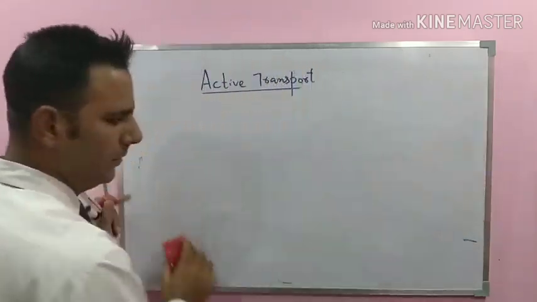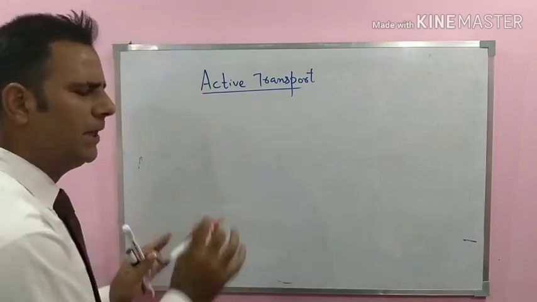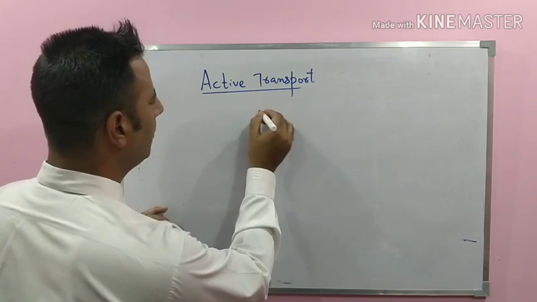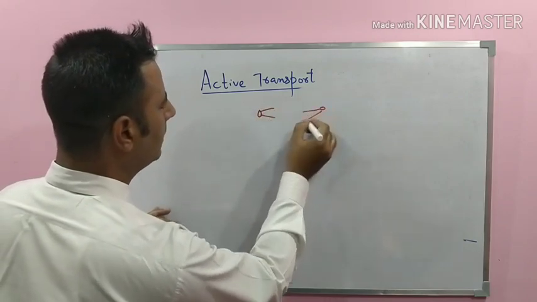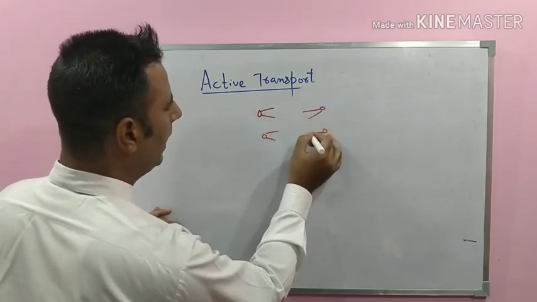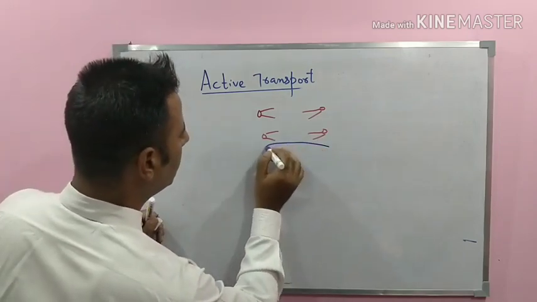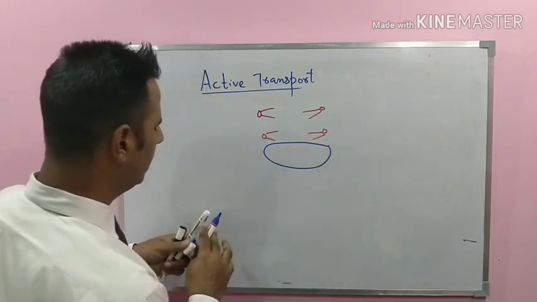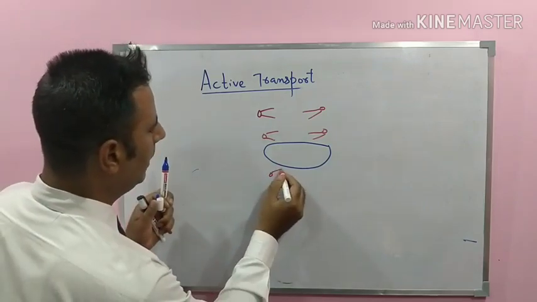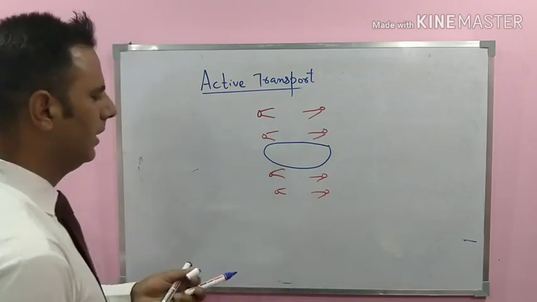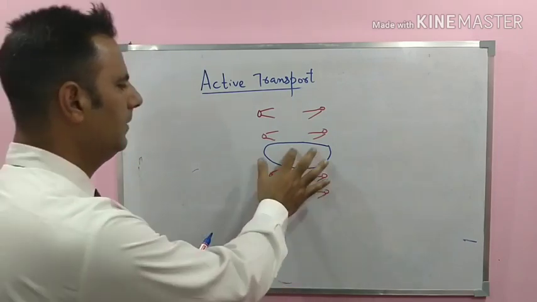First of all, primary active transport requires the participation of a carrier protein. For example, we have a lipid bilayer. This is a membrane, a lipid bilayer. And here we have a carrier protein present on the membrane. Again, we have the lipid bilayer, and the carrier protein is present here.